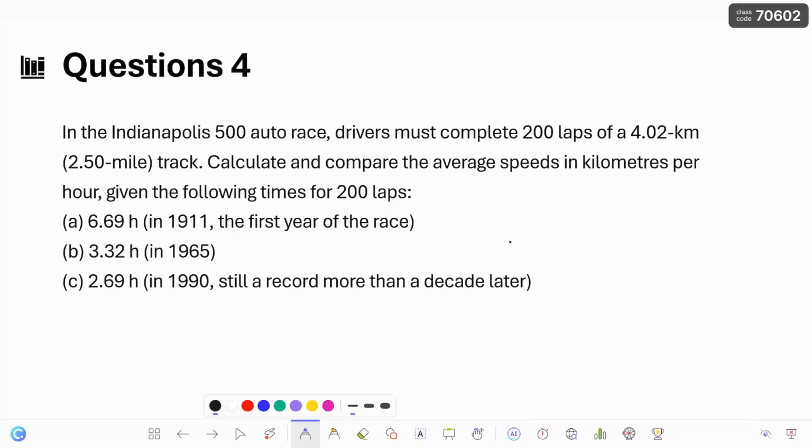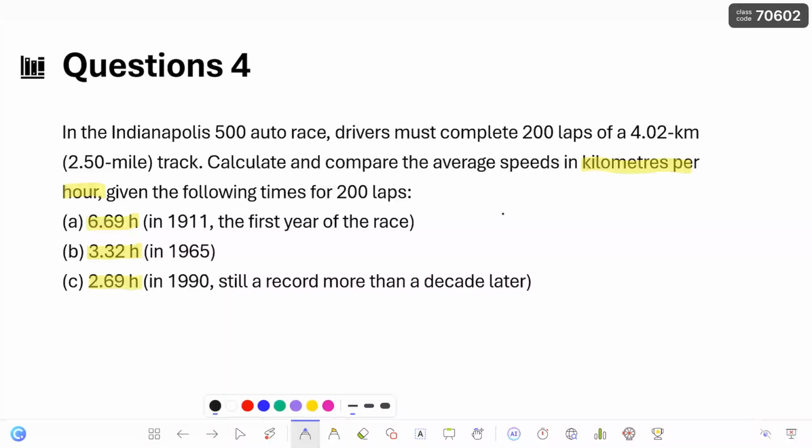Okay, next question. Question 4. In the Indianapolis 500 auto race, the driver must complete 200 laps of a 4.02 km track. Calculate and compare the average speed in km per hour, given the following times for 200 laps: 6.69 hours in 1911, 3.32 and 2.69. I believe the question requires us to find the average speed for each year, so we have to do it one by one.